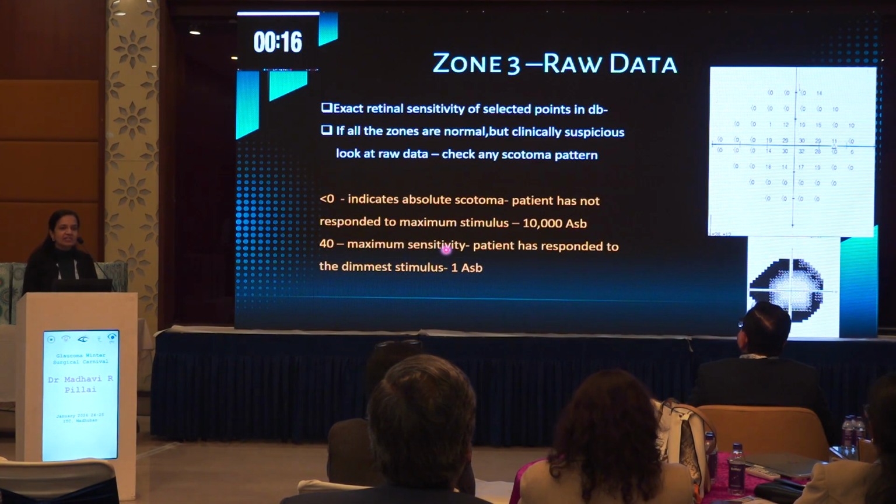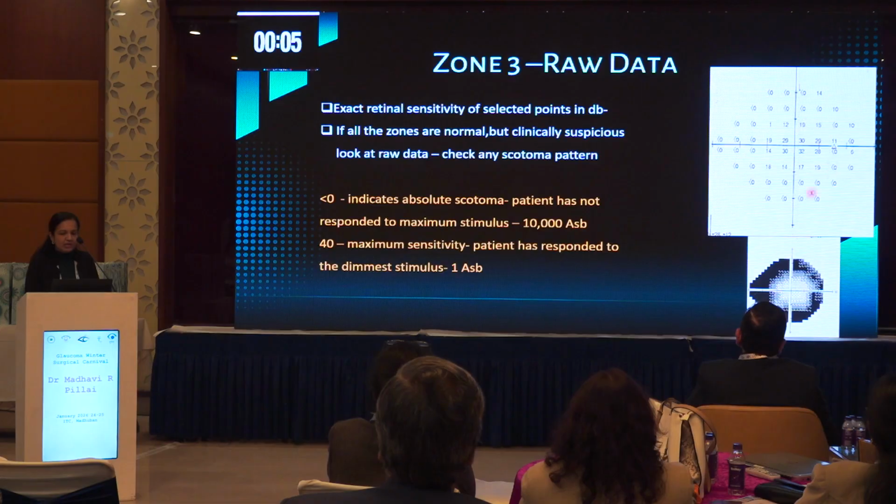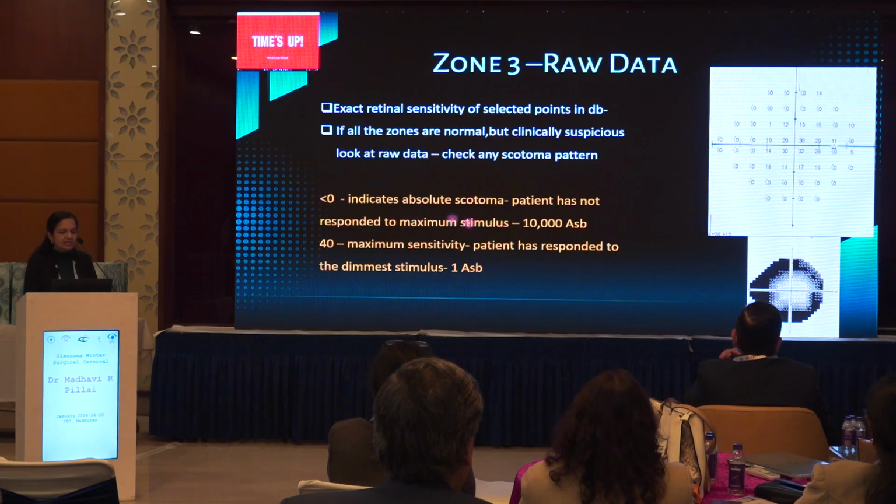Next is the raw data. As I already said, this is very important. So, if all the zones are normal, but you still have a clinical suspicion, go and have a look at the raw data. Let us have a look at this example. Here you can see all the central points are having some sort of values, but when you start looking at the periphery, everything is 0. So, less than 0 actually indicates absolute scotoma, while 40 is the maximum sensitivity to which the patient will respond.